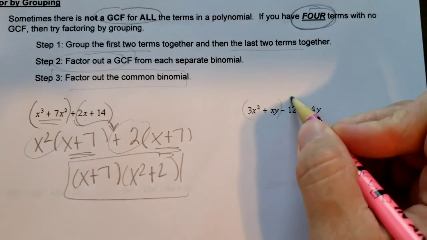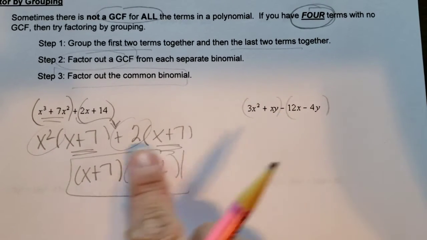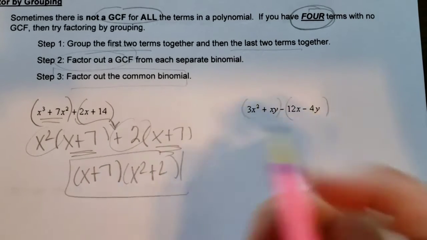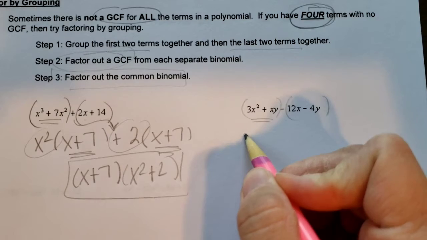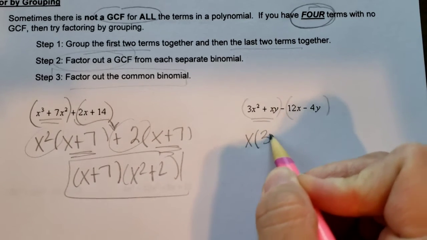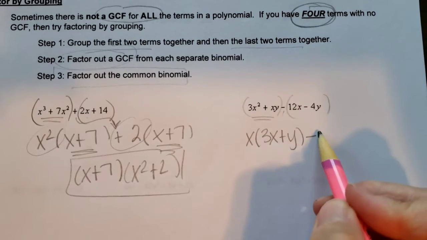Pair up the first 2 and the second 2, and I just always leave that middle sign just kind of hanging out because it will carry over into my factoring here. The GCF of 3x squared plus xy is just a single x, leaving behind 3x plus y. Minus sign comes down, okay?